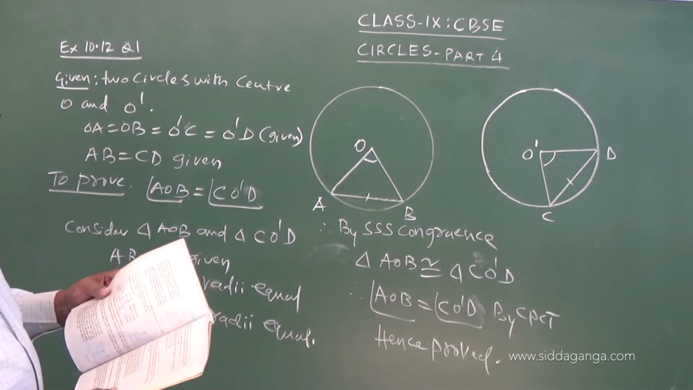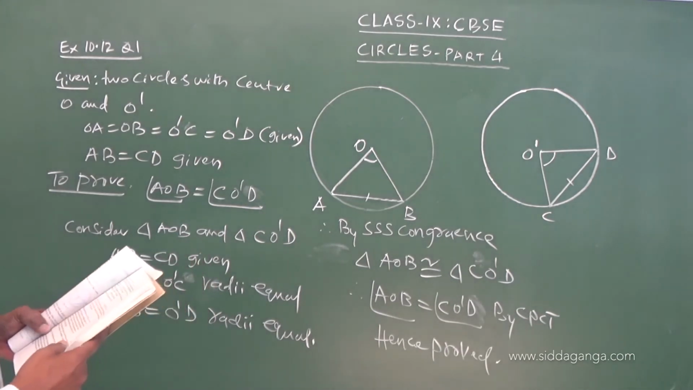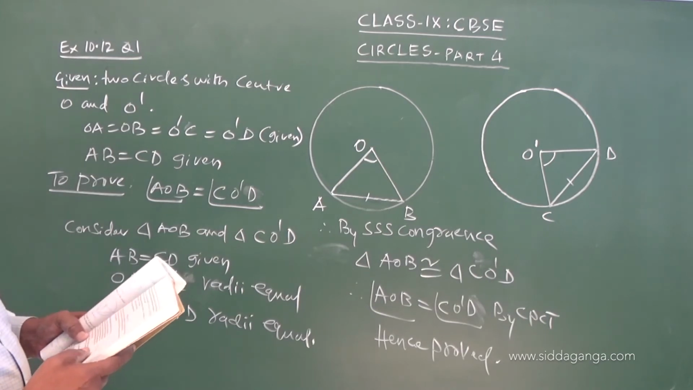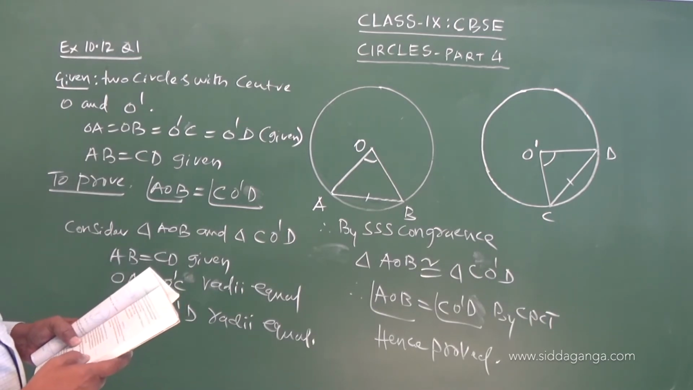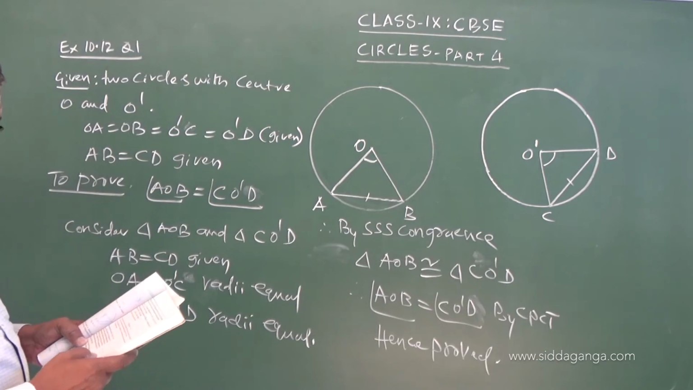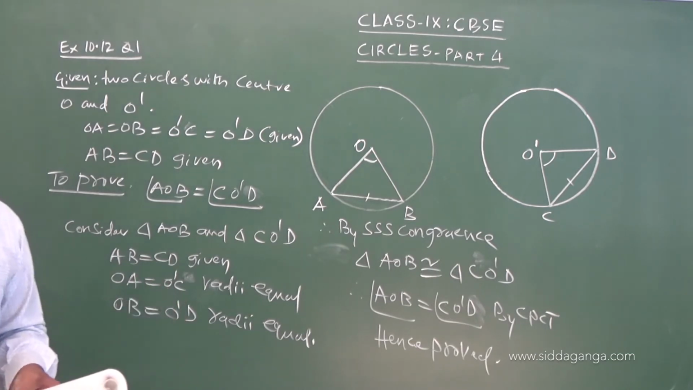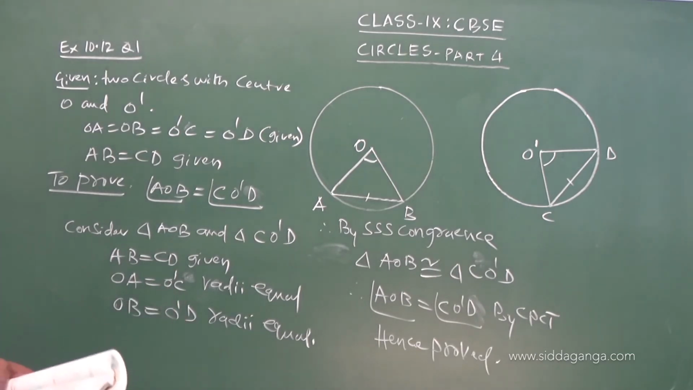Now, problem 2: prove that if chords of a congruent circle subtend equal angles at their center, then the chords are equal. So, it is the same as the earlier theorem again.